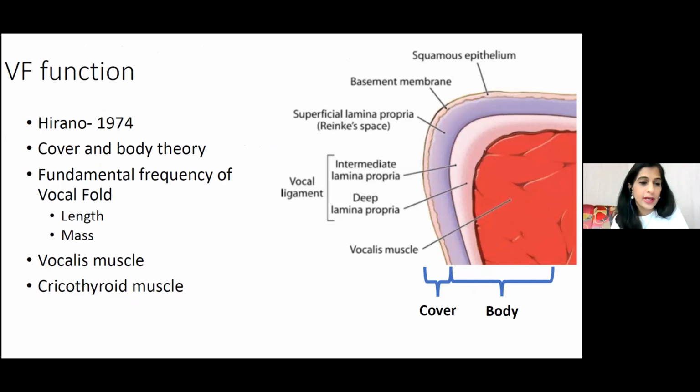It's nice to know a little bit about vocal cord function as described by Hirano. He proposed in 1974 the cover and body theory, which essentially talks about the frequency of voice and the pitch of voice being determined by the length and mass of the vocal fold, which is therefore influenced by the vocalis muscle, or the thyroarytenoid muscle, and the cricothyroid muscle. And this picture represents his idea that there's the body that contributes to the structure of the cover, and that's what influences voice.